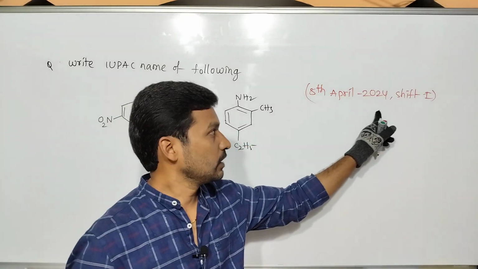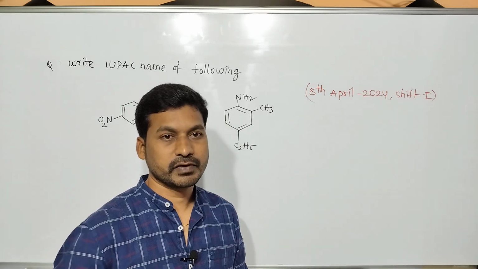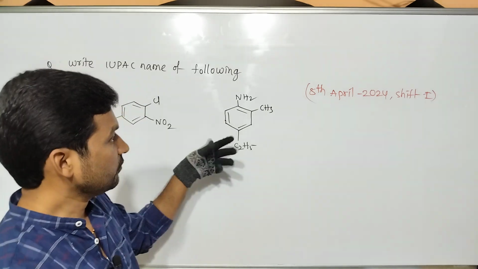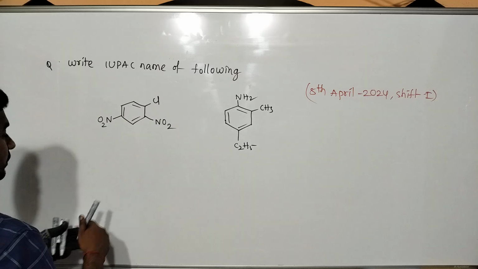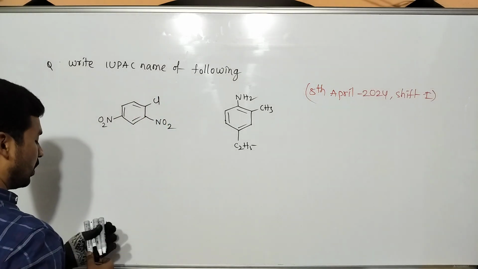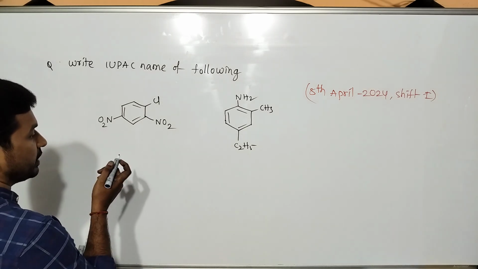Asked on 8th April 2024, shift 1. In this question: which one of the following statements is correct? They give right names and wrong names, and we have to verify. So I am giving the IUPAC name of this one. When nitro and halo are both substituents, how do we write the IUPAC name?